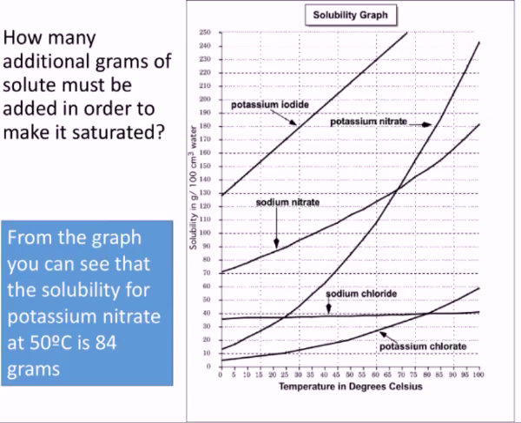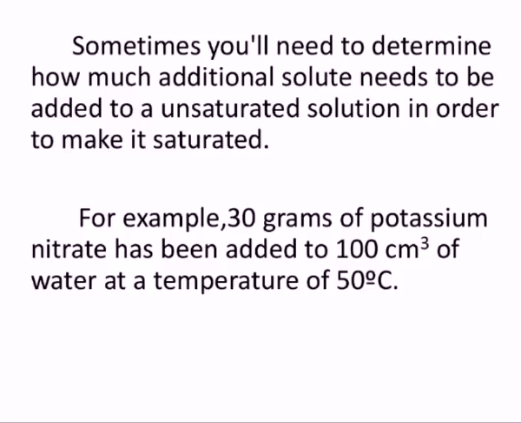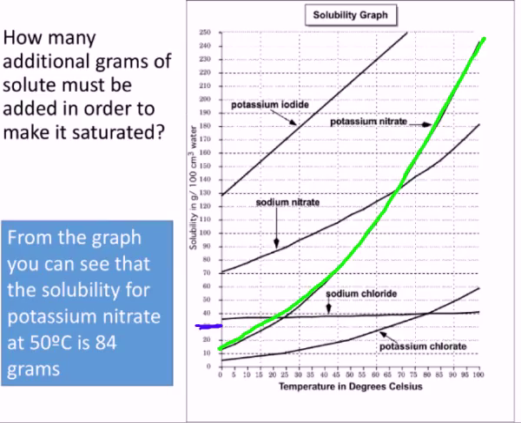So first off, find potassium nitrate. Potassium nitrate is this line right here. Okay? We have added 30 grams already. All right, so that's this line right there at 50 degrees Celsius. So where we're at, guys, is right here. Follow along with me. All right. What type of solution do we have here, where that blue dot is? It's unsaturated because it's well below the line.